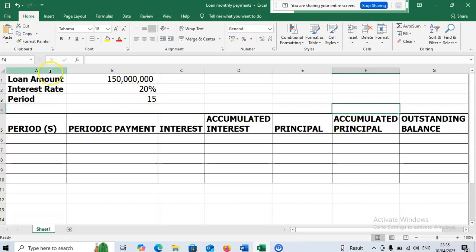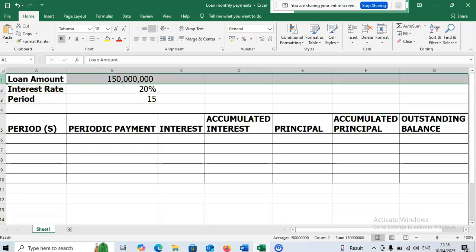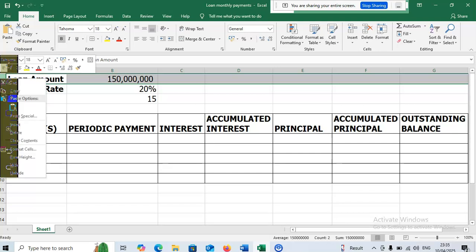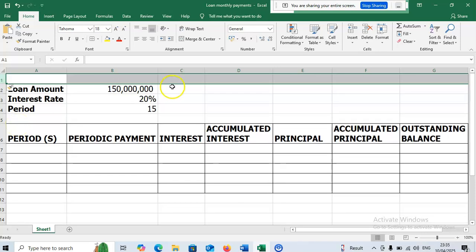Now let us include the name of this loan amortization schedule. I'm going to insert a row above. Insert a row.